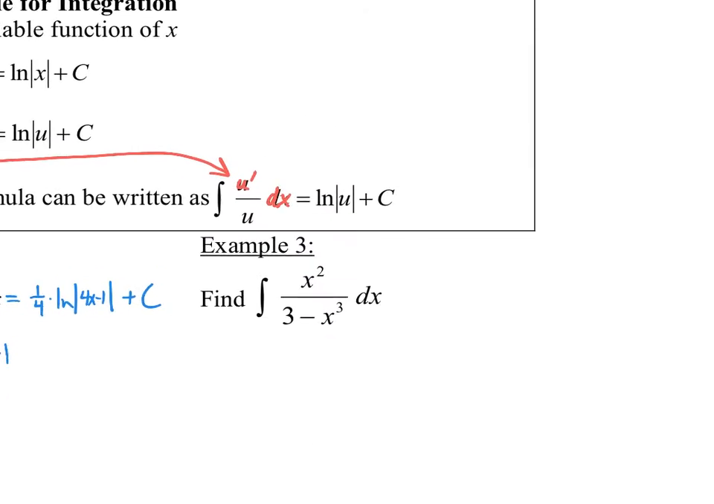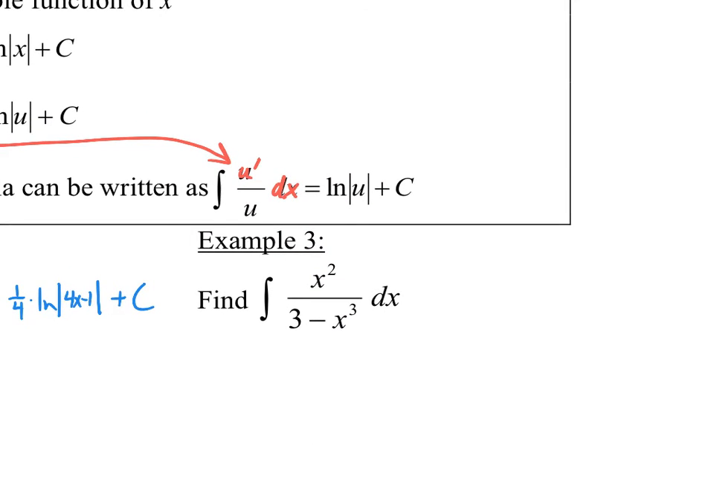All right. Example 3 here. How would I make that into a u prime over u? U equals 3 minus x cubed. What's u prime? Negative 3x squared. So what do I need? Negative 1/3 on the outside. Yeah, negative 3 here and a negative 1/3 here.